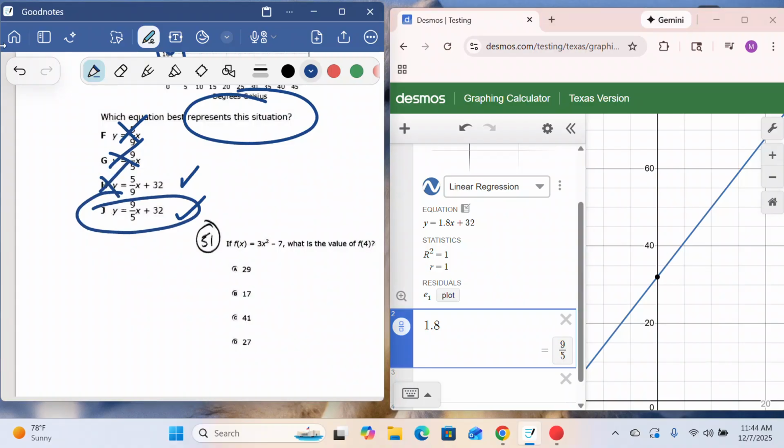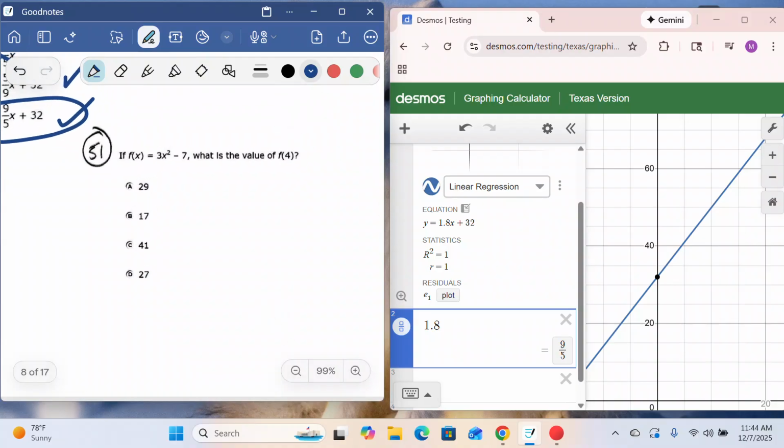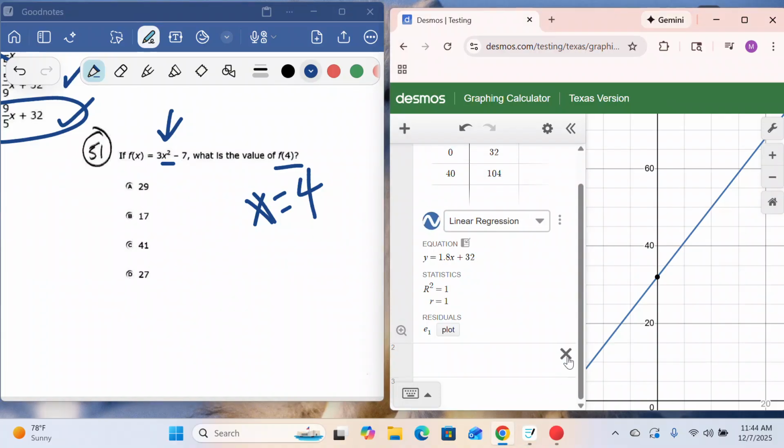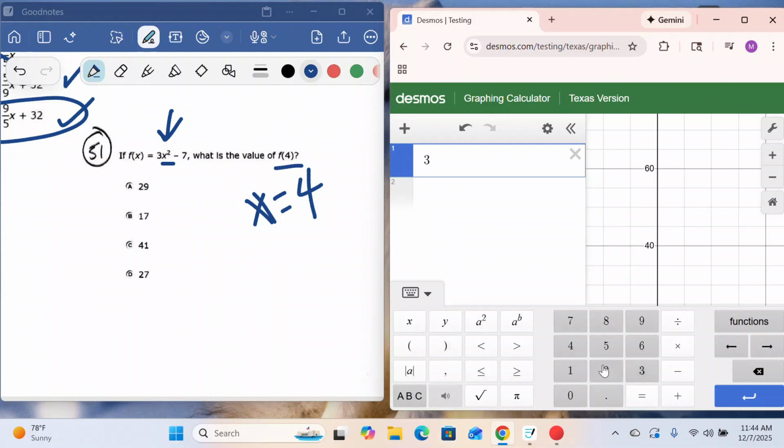That is wrong. So if I look at my 51, because I know 51 is easy, and I can do that one. 51 is f. What is the function when f is 4? All I have to know is x equals 4. That's all I have to know, x equals 4. And all I'm going to do is input 4 in place of this, and I'm going to go ahead and let Desmos do the work for us. So I'm going to put 3 times 4 squared, minus 7. And Desmos did the work for us, and that is 41, letter C.